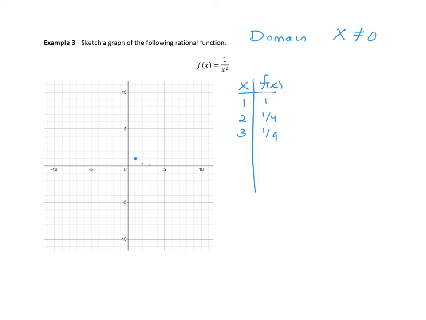So if I try to sketch this in, it actually looks a lot like 1 over x. It's just that the values are decreasing at a faster rate. So you plug in 4, 5, and 6, these just get closer and closer to 0.